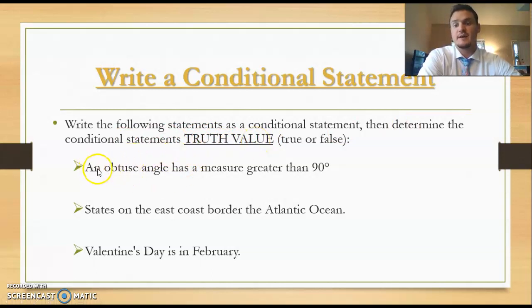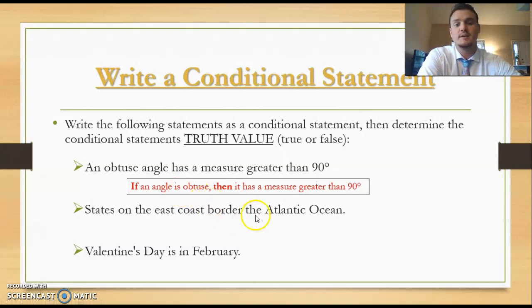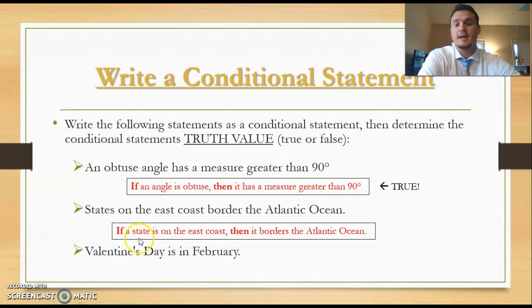First off, an obtuse angle has a measure greater than 90 degrees. So we could say that if an angle is obtuse, then it has a measure greater than 90 degrees. That would be a conditional statement. And that is the definition of what obtuse is, so that's a true statement. Next up, we have states on the East Coast border the Atlantic Ocean. So if we wanted to write this as a conditional statement, we would say if a state is on the East Coast, then it borders the Atlantic Ocean. Hopefully you can see how it works. This is also true. East Coast states do border the Atlantic Ocean.